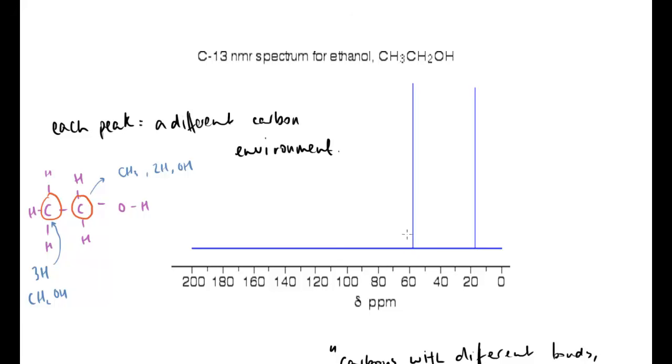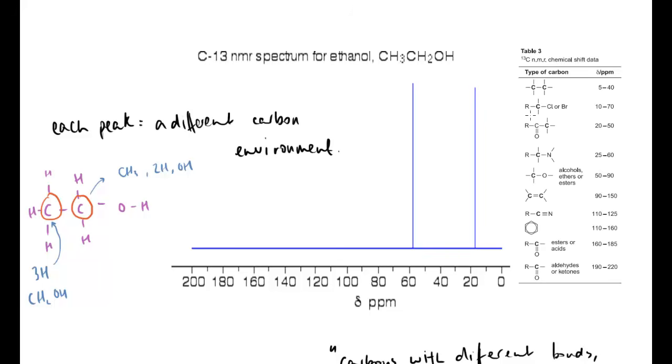Now if you were to look at the table in the exam that you're given, you would be able to deduce which peak is which, and I'll just show you. If we look at this, we can see within our molecule here, we look on our table, they are quite a pain to read sometimes, but this one here, the alcohols, ethers or esters, 50 to 90, we have a carbon which is bound to the oxygen there, and we can see that's going to be this carbon here. So this peak is going to correspond to this one here.